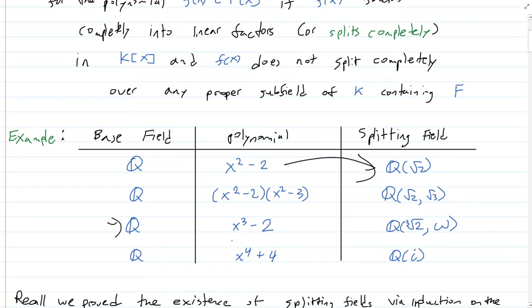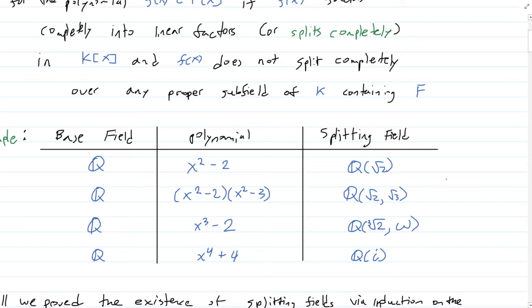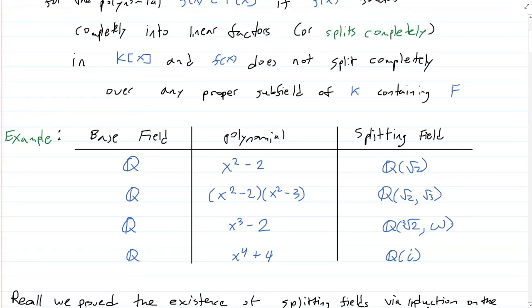A third example is x cubed minus 2. The splitting field is Q adjoin the cube root of 2 adjoin the third root of unity. So the third root of unity omega is a number such that omega cubed equals 1, right? In the complex numbers, this is like 1 minus square root of... I forgot, whatever. So omega is just e to the 2 pi i over 3. Right, so when you cube this, you get 1.